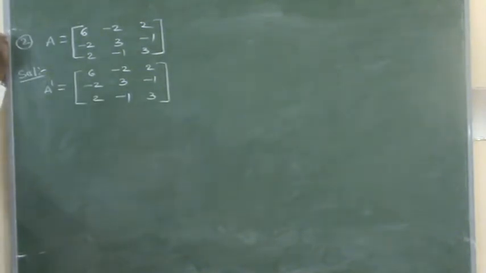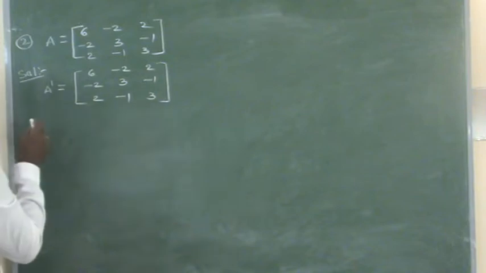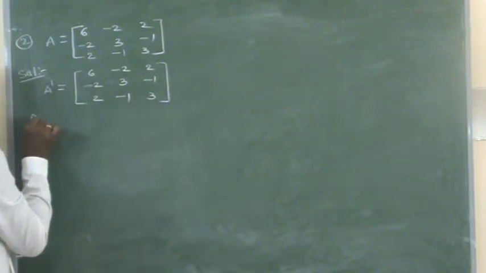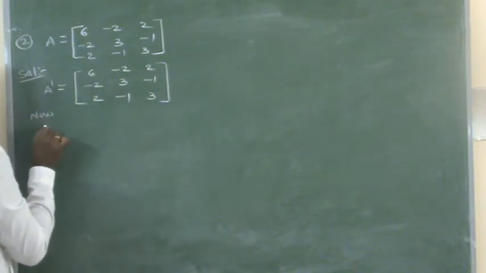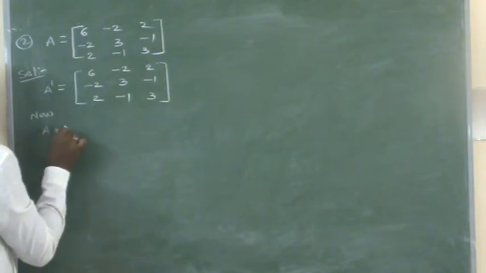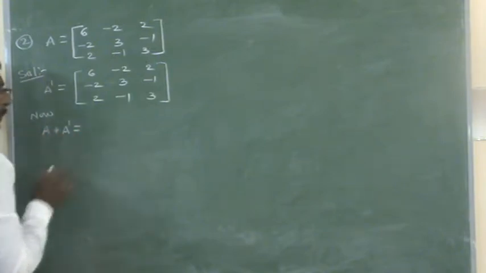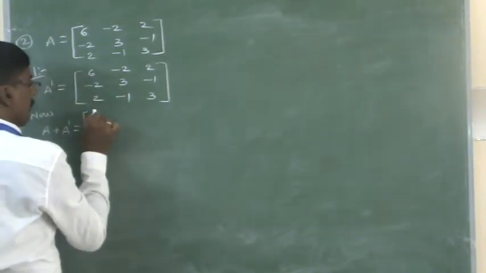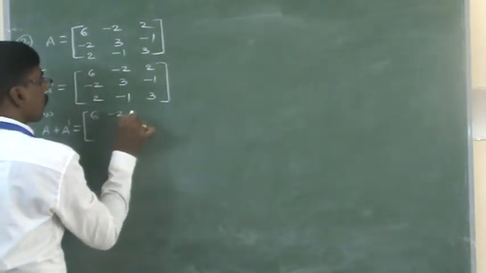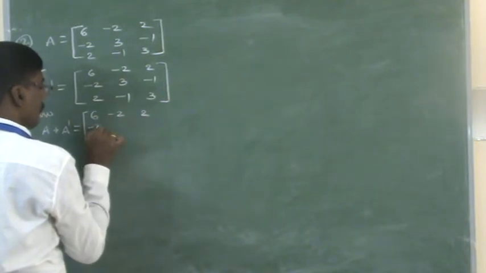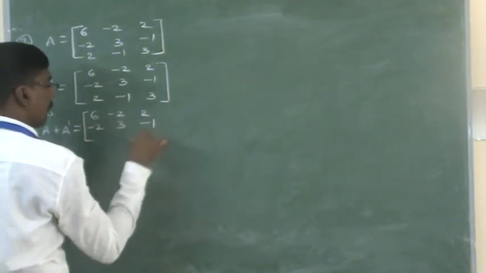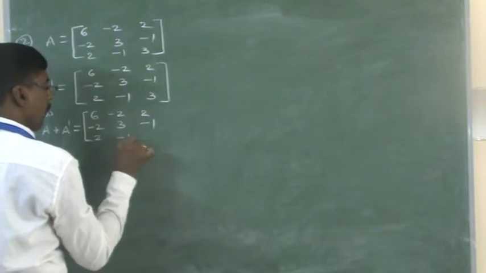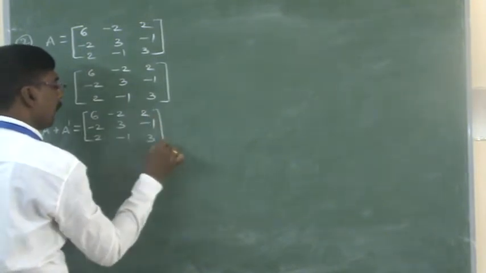This is A transpose. Now we are calculating A plus A transpose first, to find out A plus transpose of A. That is, the matrix with rows 6, minus 2, 2; minus 2, 3, minus 1; 2, minus 1, 3.